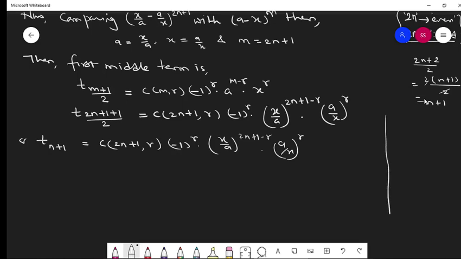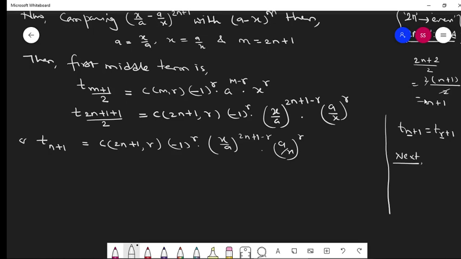next part is, it is in the form of t(r+1), t(n+1). If you compare t(r+1), so what is r? r is n. We can replace r by n. One process is that. And the next process, dear students, sometimes it will be helpful to you also.